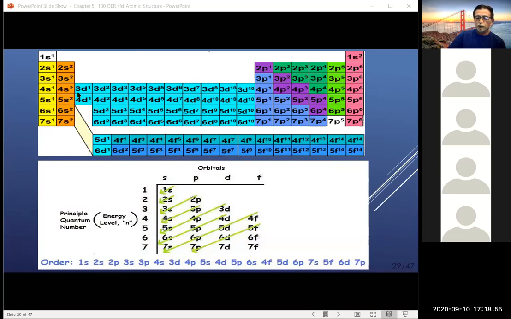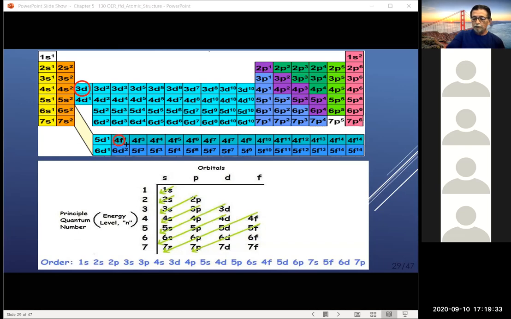Notice number 21, even though it is in the 4th period, that is where the D kicks in, but it is this one right here. Even though it's in the 4th period, the D orbitals actually begin in the 3rd energy level. Hence, that's why there's a 3D in front of that, all the way across. The next one is in the 5th period, but the energy level for the D starts off in the 4th energy level.